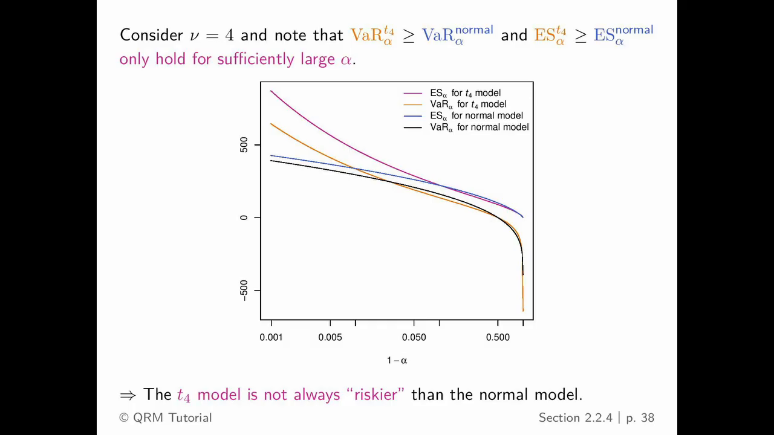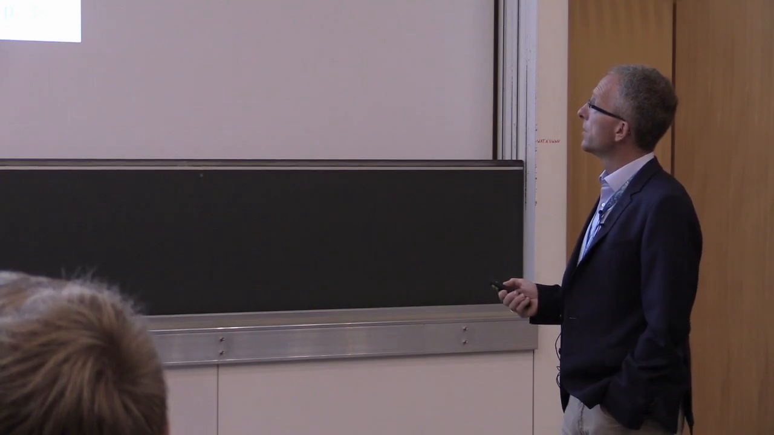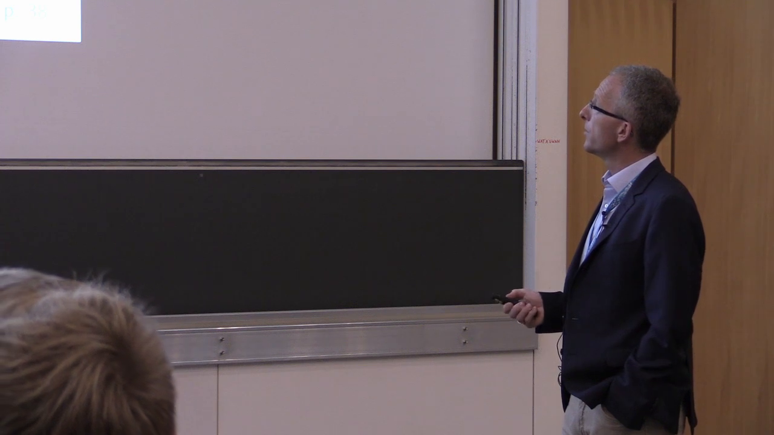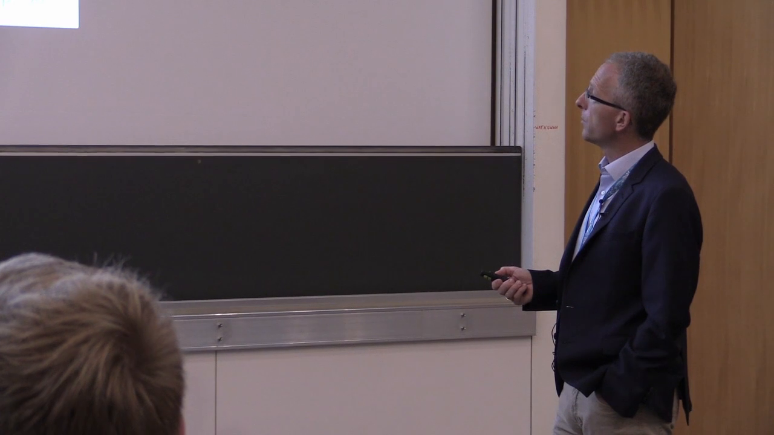In the following picture, we just see the value at risk and the expected shortfall. Both can be computed explicitly for this situation. So here we have 1 minus alpha. As we go from here to here, we're looking further and further into the tail. So this would be alpha equal to 95%, and so on. So this is equal to 99.9%.